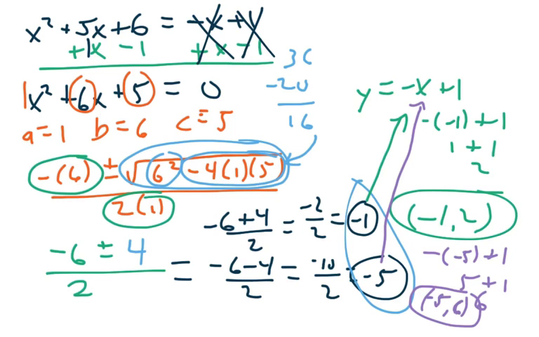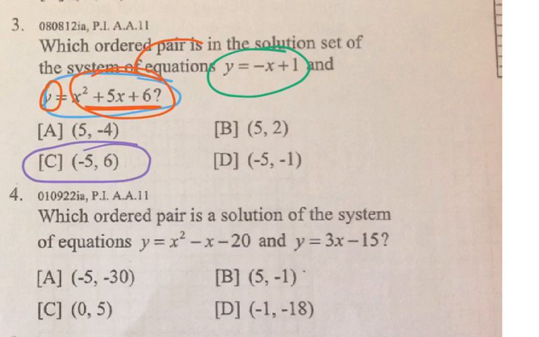And the answer again for problem 3 was C. Okay? Negative 5 and 6.